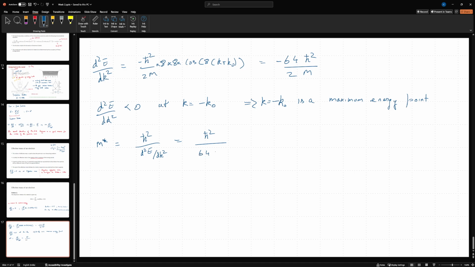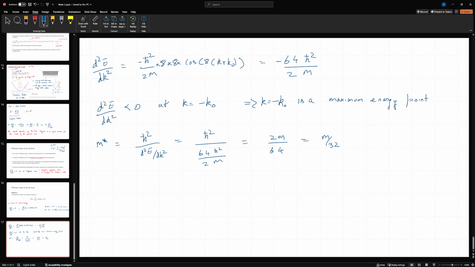So this is going to be h bar squared divided by 64 h bar squared by 2m, which is equal to 2m by 64, which will give me m by 32. So at the maximum energy point, this particle will behave like a free particle which has 1 by 32 mass of the original particle that I am considering.